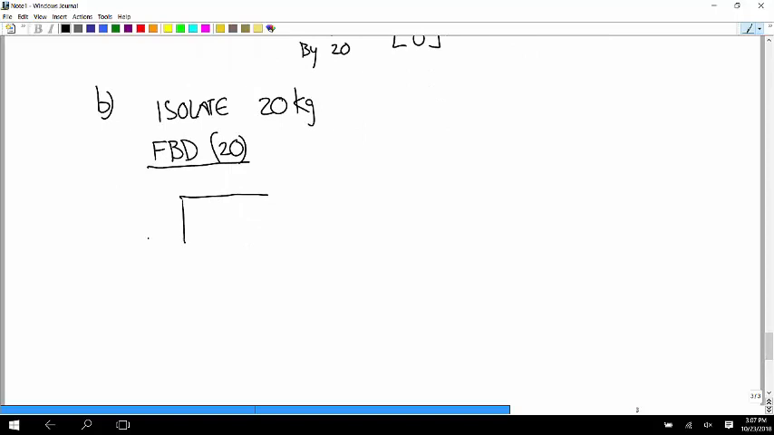Okay, so here's the 20 kilogram cart. That's the outline. And there's a downward weight force that's equal to 20 times 9.81, so 196.2. And now we'll go around the boundary looking for contact. So let's start over here. There's a force applied to the boundary here. What's that? That's the 30.